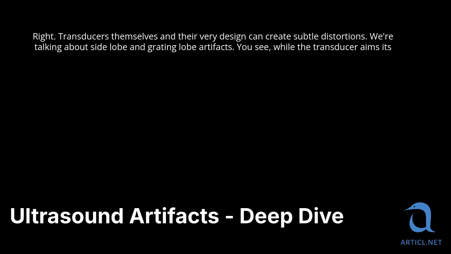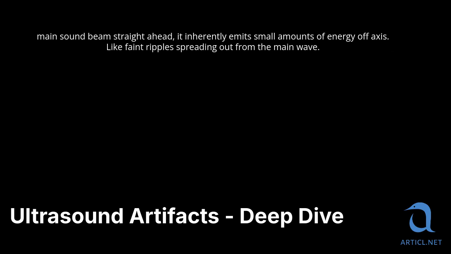Right. Transducers themselves, in their very design, can create subtle distortions. We're talking about side lobe and grating lobe artifacts. You see, while the transducer aims its main sound beam straight ahead, it inherently emits small amounts of energy off-axis, like faint ripples spreading out from the main wave. Okay, little bits of energy going sideways.